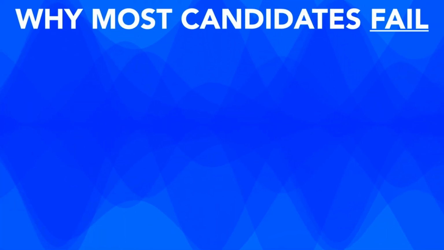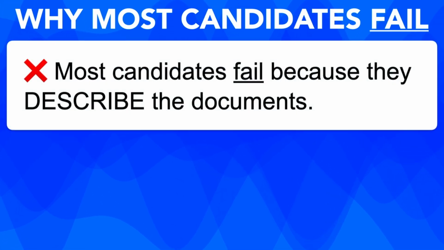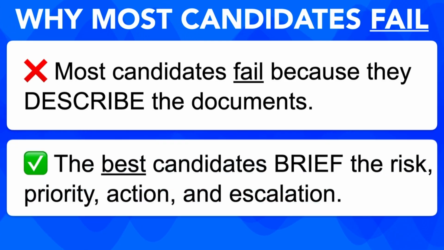Now, let's start off by looking at why most candidates fail. Most candidates fail because they describe the documents. The biggest mistake is reading through those documents and then simply repeating what they say. That is not a briefing. A strong candidate identifies what is really happening, what matters most, what the risk is, what action should be taken, and what needs escalating to the detective sergeant. So make sure you brief the risk, priority, action, and escalation.